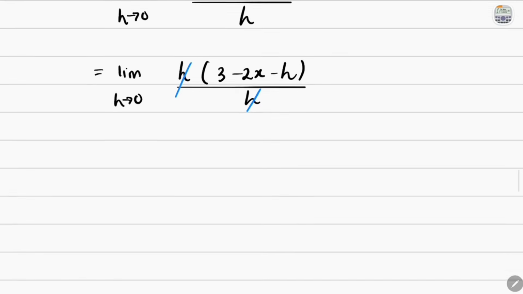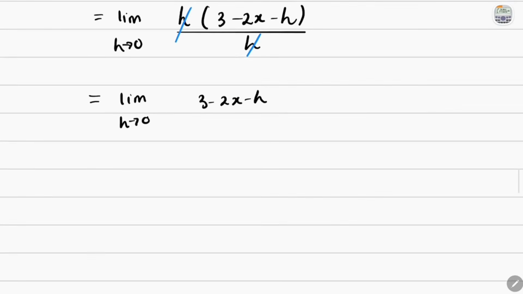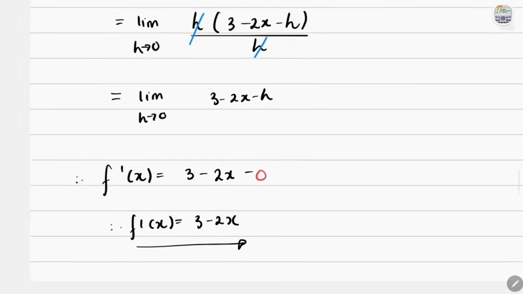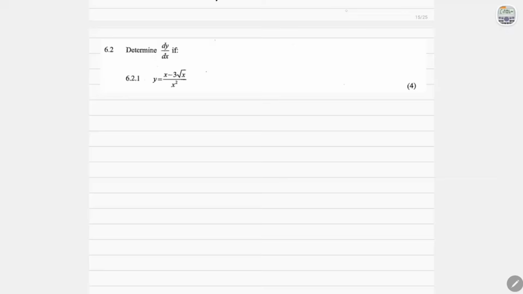And now at this point, you can just decide to substitute. I'll just write it one more time. Limit as h approaches 0, 3 minus 2x minus h. And now finally, f prime of x, we can evaluate. This is 3 minus 2x minus 0 in place of h. And so f prime of x is finally equal to 3 minus 2x. And that is the gradient of this function at any point. Moving on to the next question.